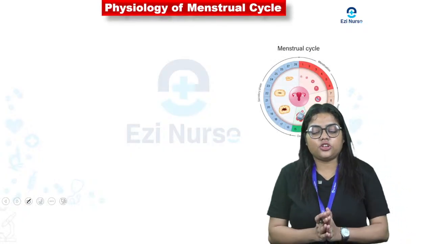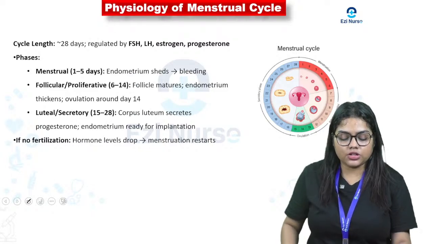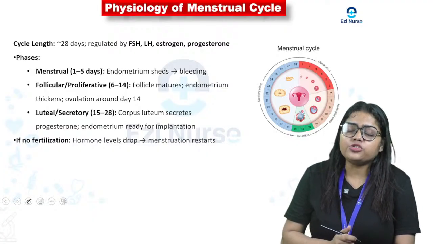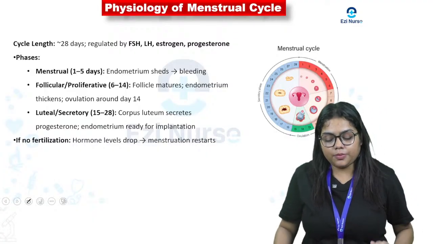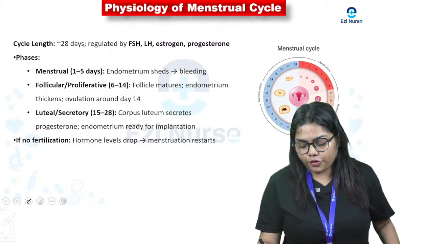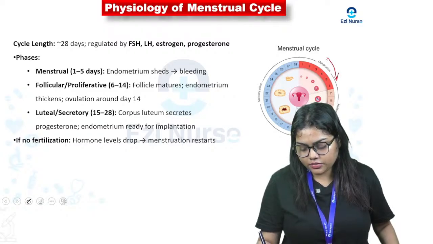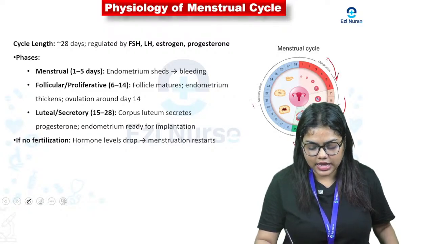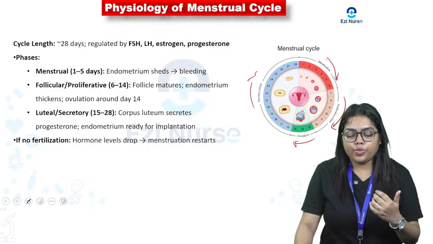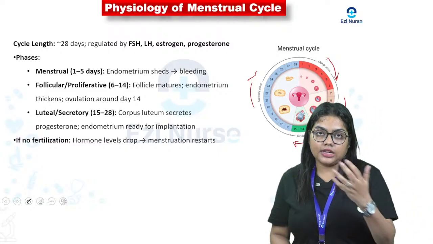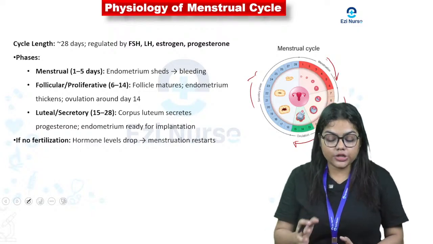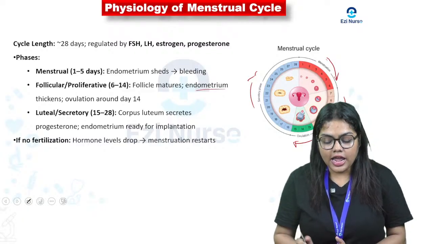Lastly, let's discuss the physiology of the menstrual cycle. The menstrual cycle is a regulated cycle of about 28 days which happens in the female because of estrogen and progesterone. It has 4 phases: menstrual phase, proliferative phase, ovulation and secretory phase. The menstrual phase lasts from 1 to 5 days, where the endometrium is shed and bleeding starts. The follicular or proliferative phase lasts 6 to 14 days, where the follicles mature and the endometrium thickens.